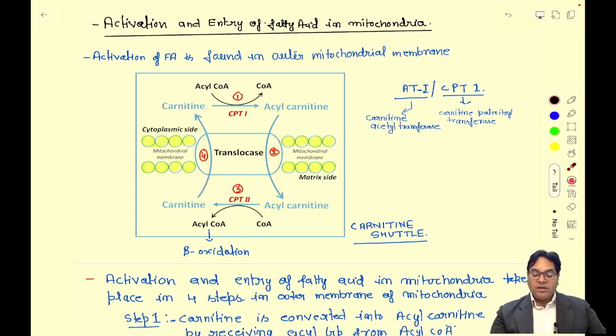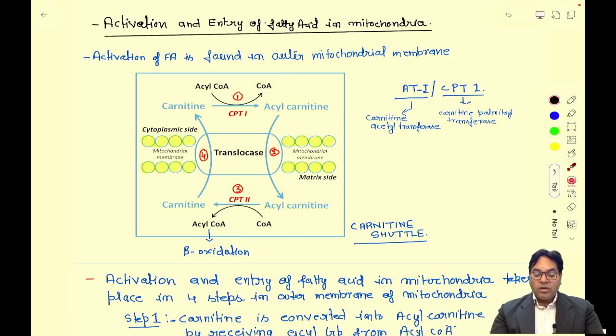So this is the carnitine shuttle, but during this shuttle, the acyl coenzyme A, which was outside, becomes inside, and this acyl coenzyme A is actually the activated fatty acid which is now used in the beta oxidation process. And this is how, by the carnitine shuttle system, the fatty acids are activated and then enter into the mitochondrial matrix so that they can undergo further beta oxidation.